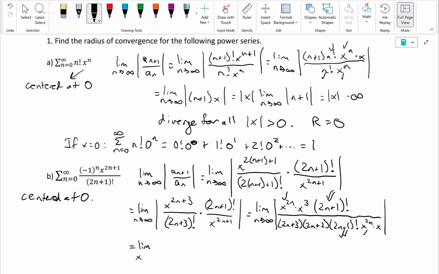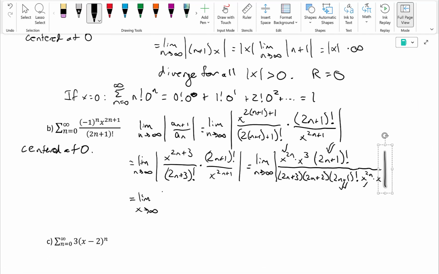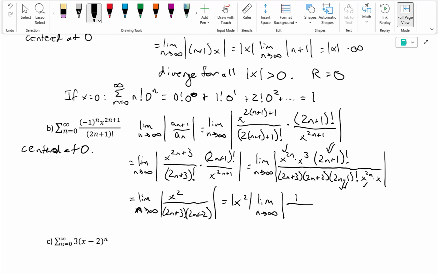We've got our limit as x approaches infinity of an absolute value. The x cubed over x would leave us with an x squared in the numerator. Our denominator, we'd have a 2n plus 3 times quantity 2n plus 2, which you could multiply out but don't need to. We can pull that x squared outside of our limit. Don't need the absolute values because it's x squared, but I already wrote them, so I'll leave them. Limit as n approaches infinity of, we'd have a 1 over 2n plus 3 times 2n plus 2.